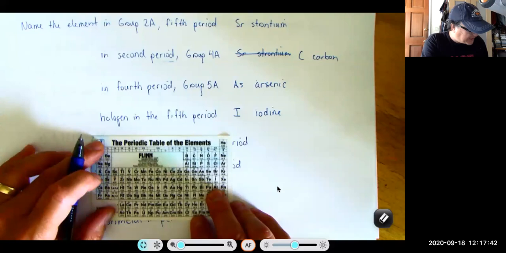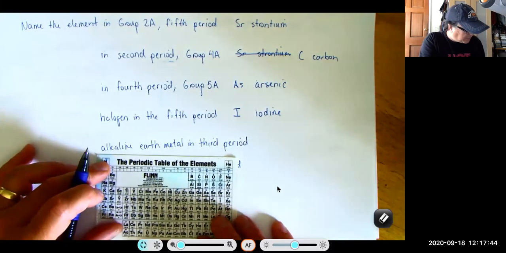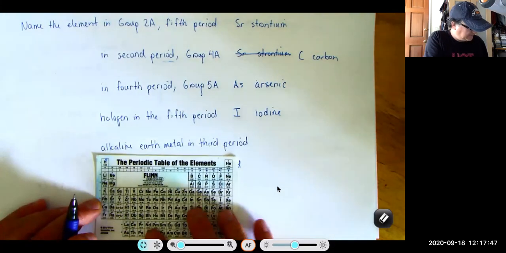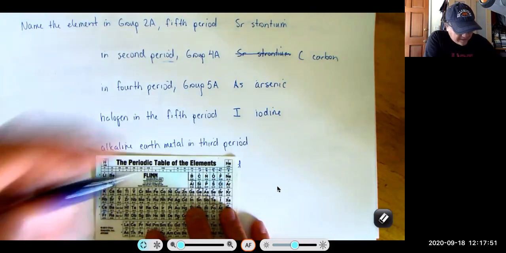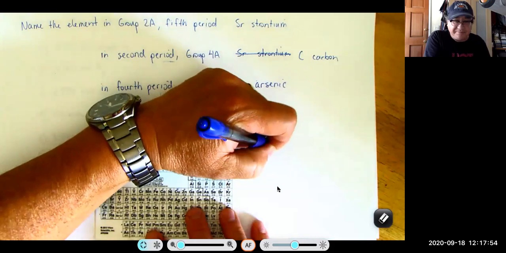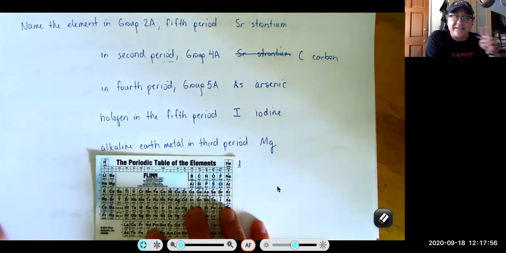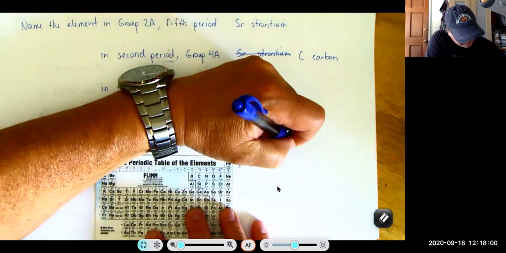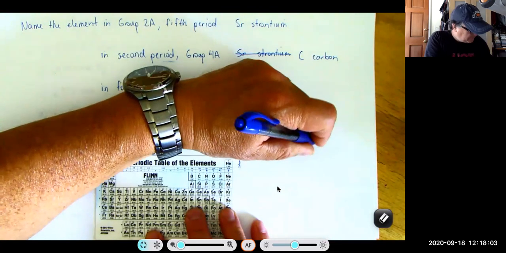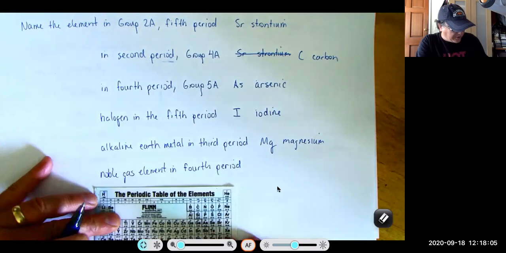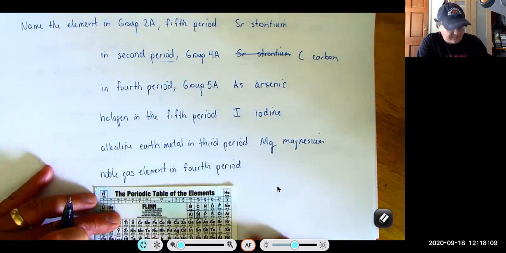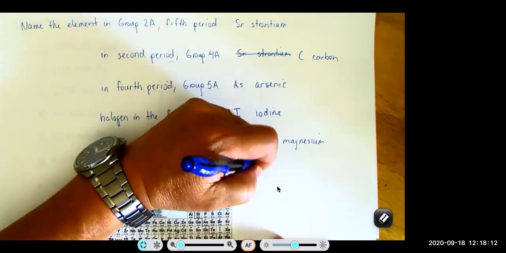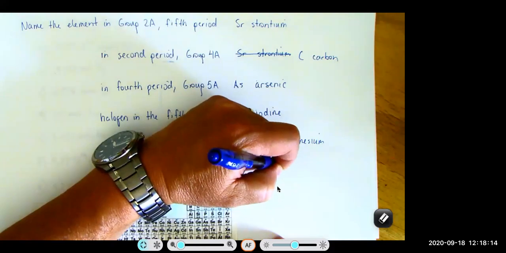All right, how about this next one, people? Alkaline earth metal in the third period. Magnesium. So alkaline earth is second group. How about the noble gas in the fourth? Krypton? Krypton is correct.